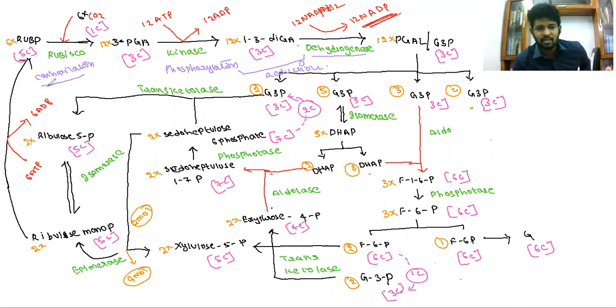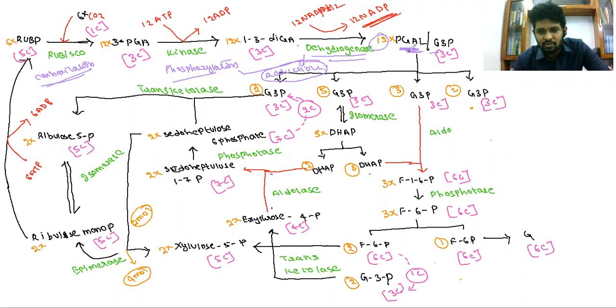The first process is the carboxylation process and the second process is the reduction process. In the reduction process, we can see both phosphorylation and dehydrogenase process. Right now, we will see the fate of this phosphoglyceraldehyde.